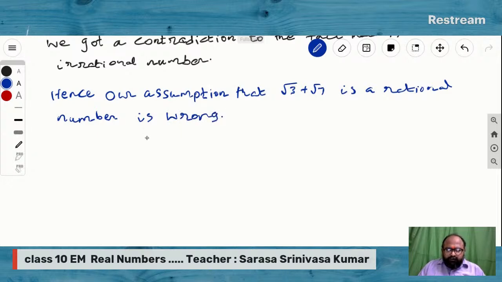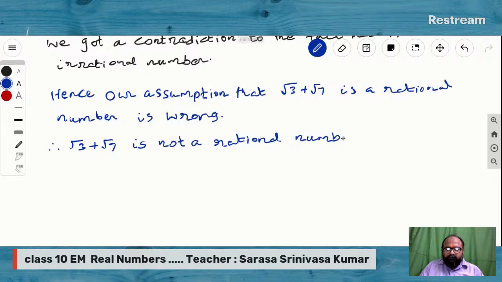So we can conclude that the square root of 3 plus square root of 7 is not a rational number. Therefore, square root of 3 plus square root of 7 is not a rational number. If this is not a rational number, then it must be an irrational number. That is, we write now the definition of an irrational number. A real number which is not a rational number is called an irrational number.